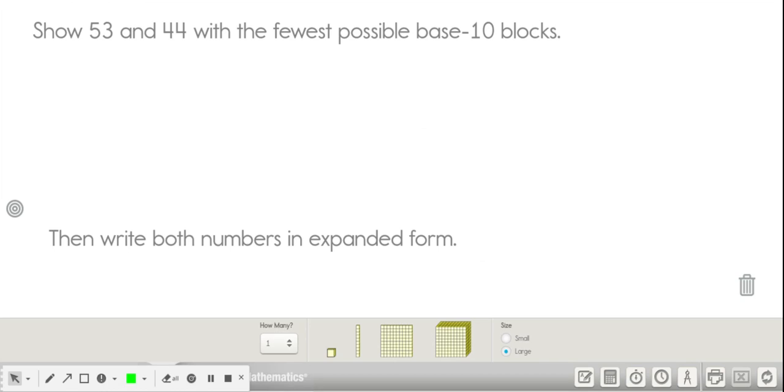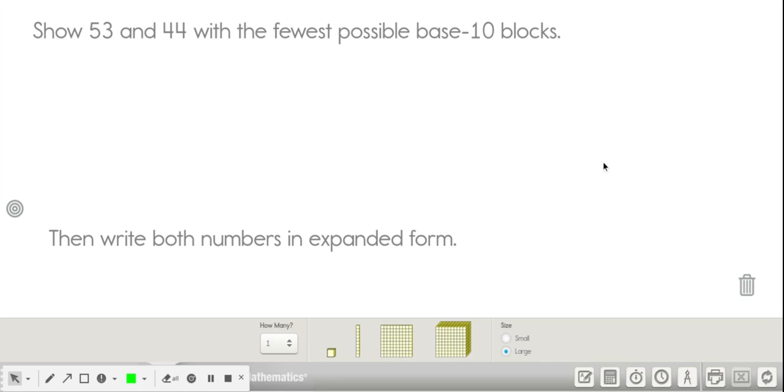So I want you to go ahead and pause the video right now because I want you to draw out your base 10 blocks for 53 and 44. I want you to add them up, and then I want you to go ahead and do an expanded form number model for your base 10 blocks. All right, so let's go ahead and do that. Pause your video.